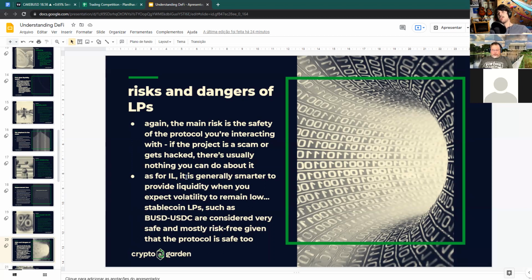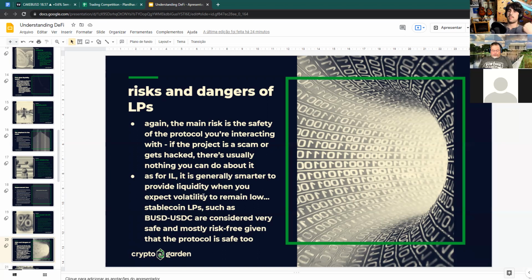For impermanent loss, it's generally smarter to provide liquidity when you expect volatility to remain low. So maybe in the kind of bear market or bear season we had earlier this year, where coins were not fluctuating by that much, it would be, depending on the coin and depending on the pair, intelligent to provide liquidity in that pair.